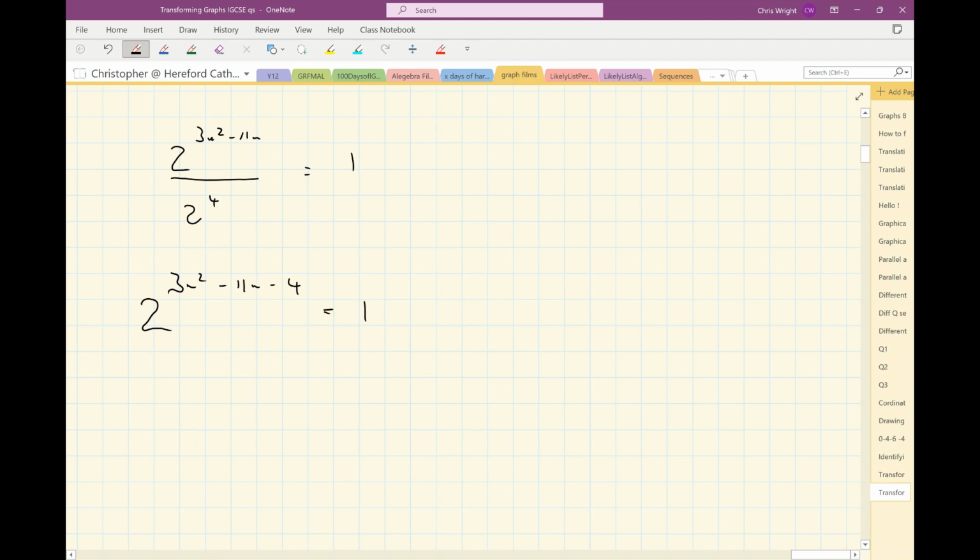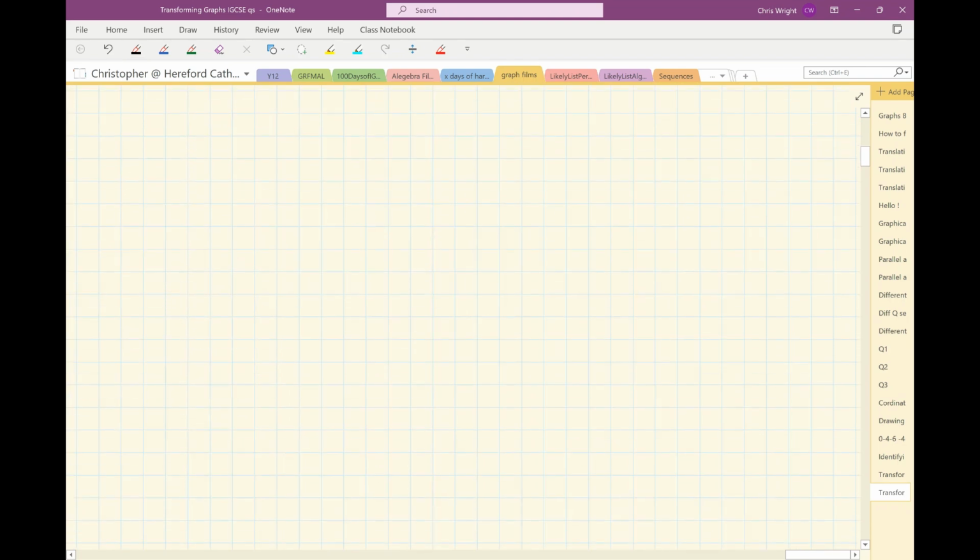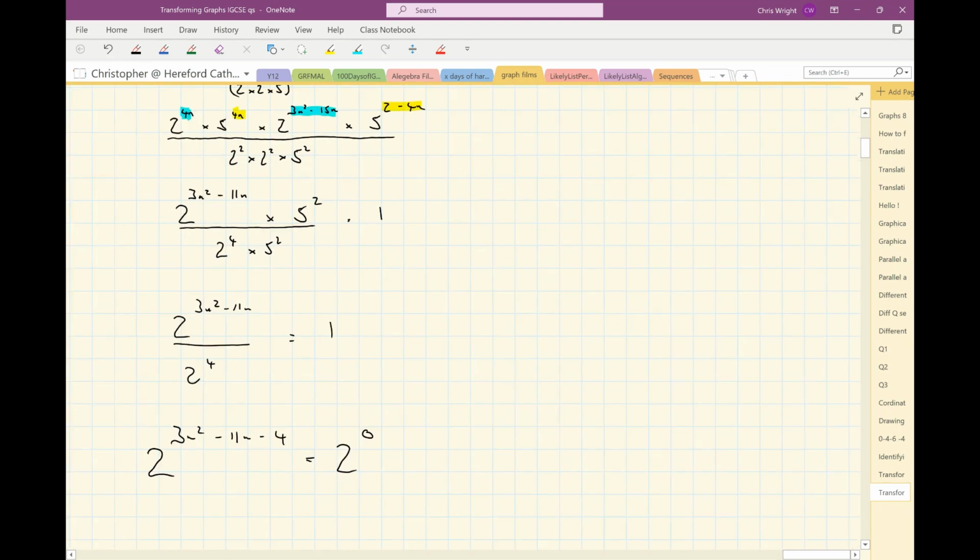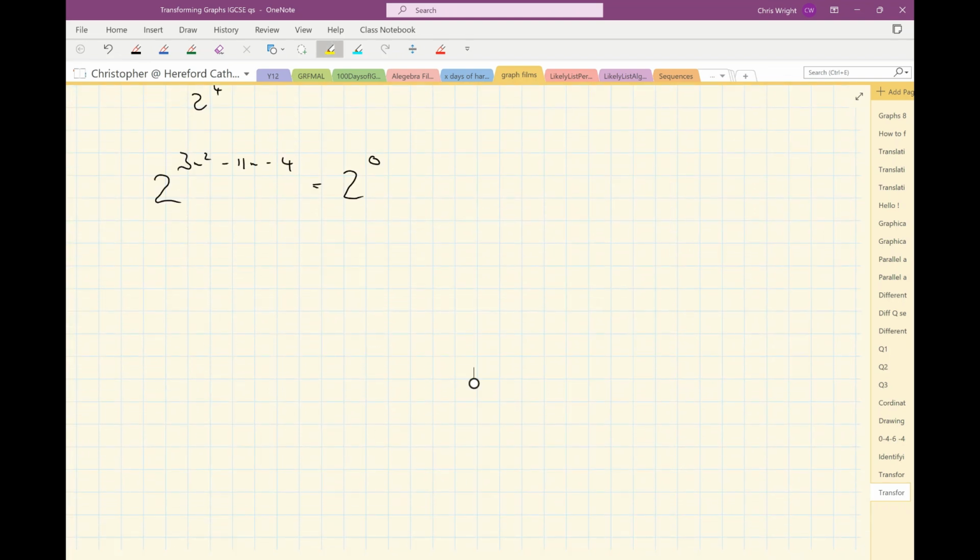Now, what is 1 to the power in base 2? Well, 1 is 2 to the power of 0, isn't it? So I've actually got 3n squared minus 11n minus 4 equals 0. So I can solve this quadratic equation to find values of n which will satisfy the equation.